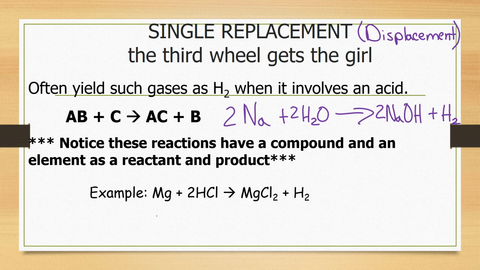And you could also have it to where it could be the anion. It doesn't have to be the cation. So if I have chlorine reacting with magnesium bromide, chlorine's a little bit more reactive than bromine. So chlorine will come and push bromine out. And so you end up with magnesium chloride plus bromine. All right. It doesn't have to just be the first element. It can be the second element as well.